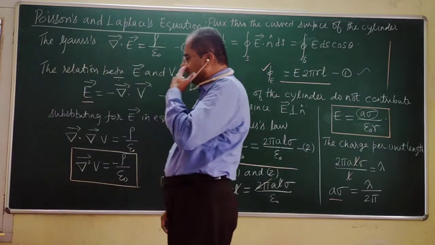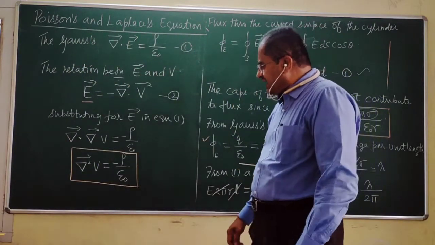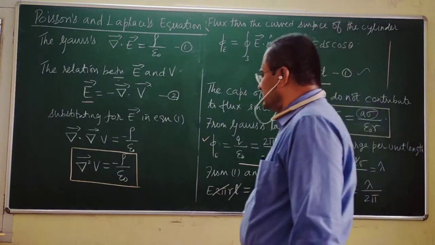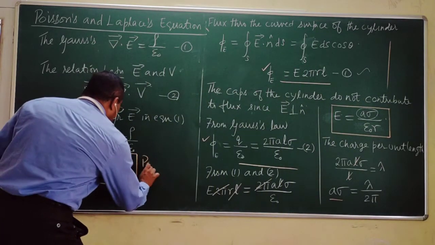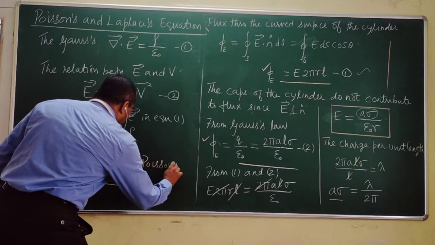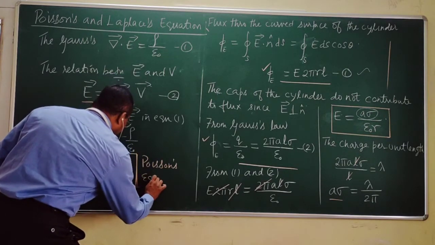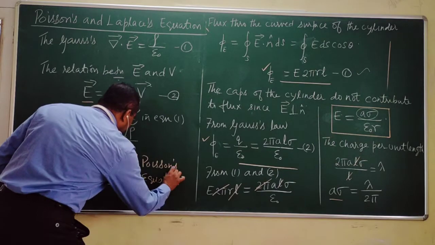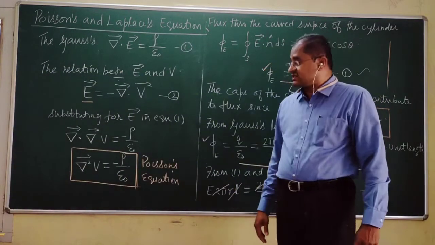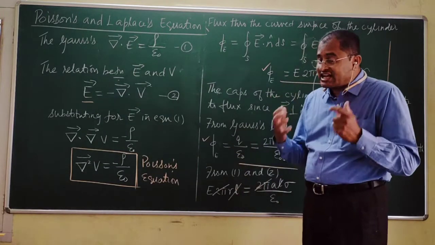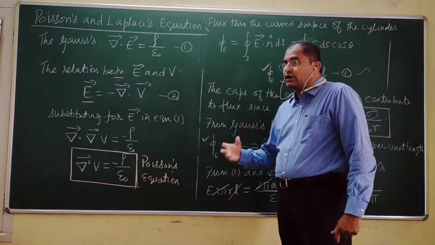Is that clear to you? Del squared V is equal to minus rho by epsilon naught. And this equation is precisely Poisson's equation, which helps us to find out potential. Rho is volume charge density.